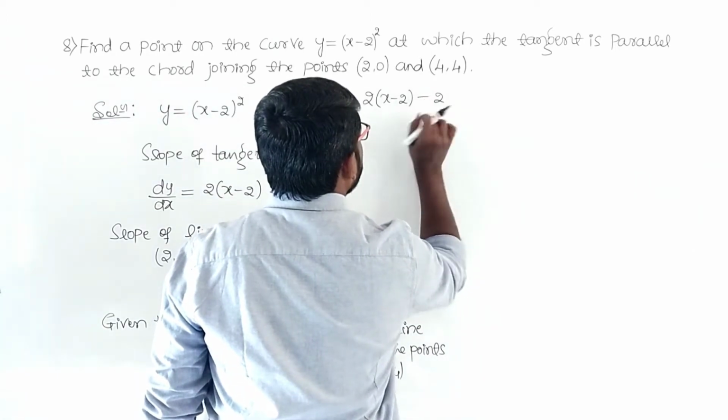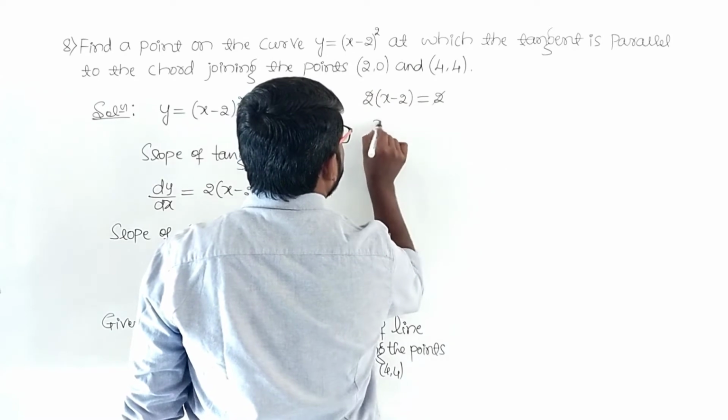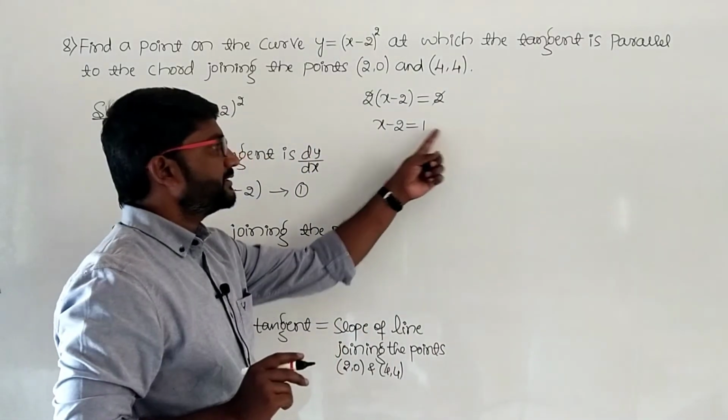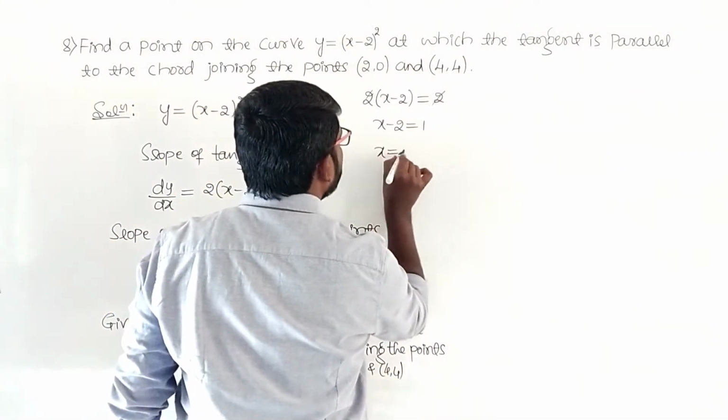So now here 2 and 2 get cancelled. So you get x minus 2 equals 1. Take minus 2 to the RHS, it becomes plus 2. 1 plus 2 will be 3. So you get x equal to 3.